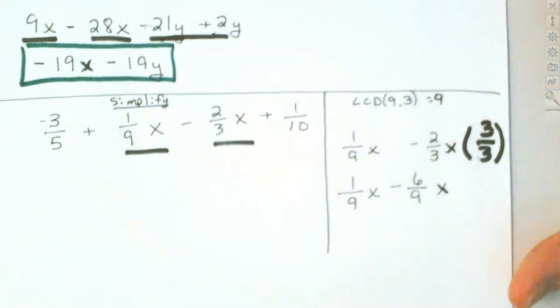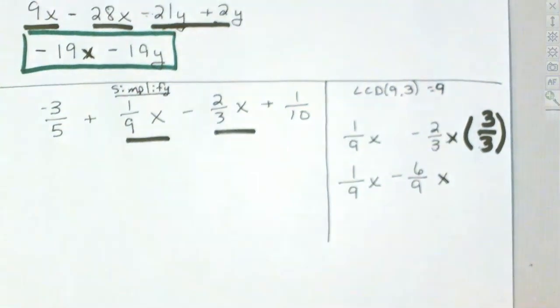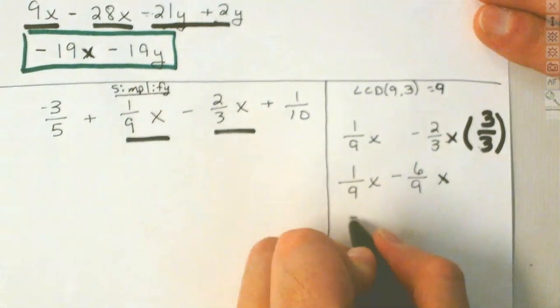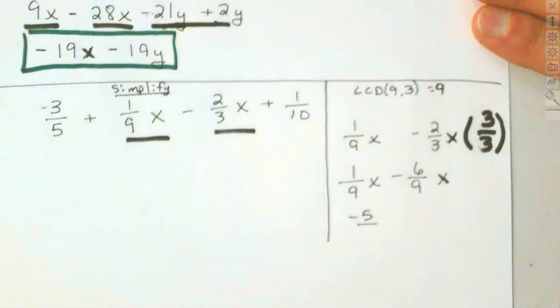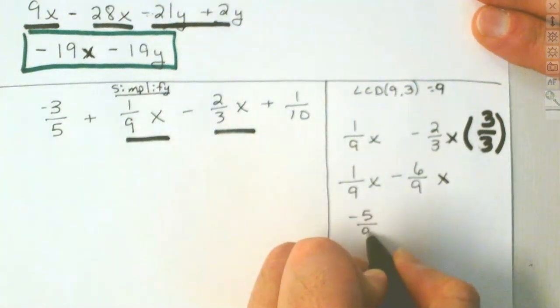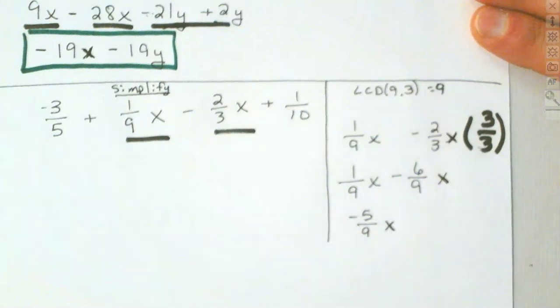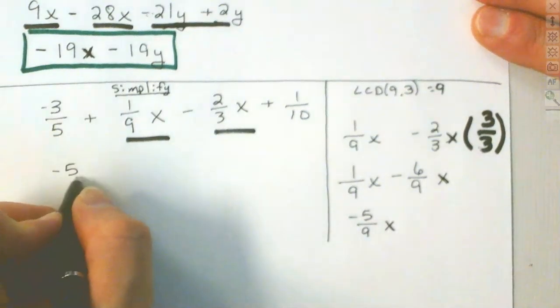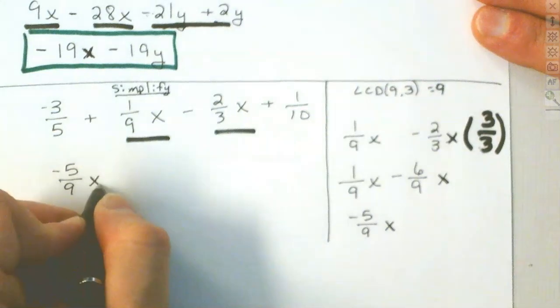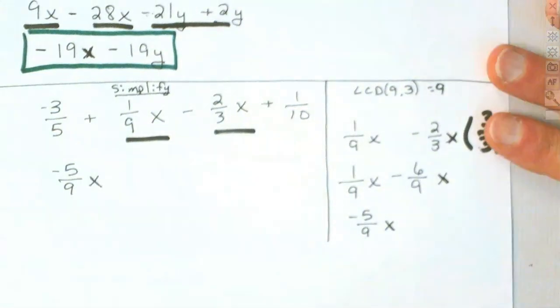And now, are they the same? Yes, they can be put together. 1 minus 6, that makes it a minus 5. And what's my common denominator? 9, and we leave our x with it. So that's going to come out to be a minus 5/9 x there.